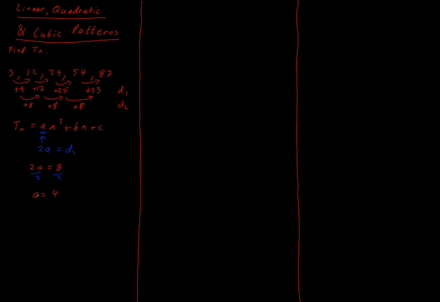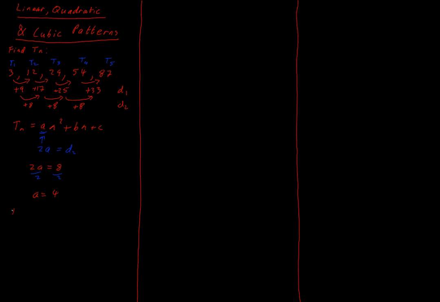Well, we know the values of the terms. When n is 1, T1 is 3. When n is 1, our Tn is 3. When n is 2, our Tn is 12. When n is 3, our Tn is 29. So we have 5 equations available to us, 5 different values of n. We only have 2 unknowns, so we only need 2 of these equations.